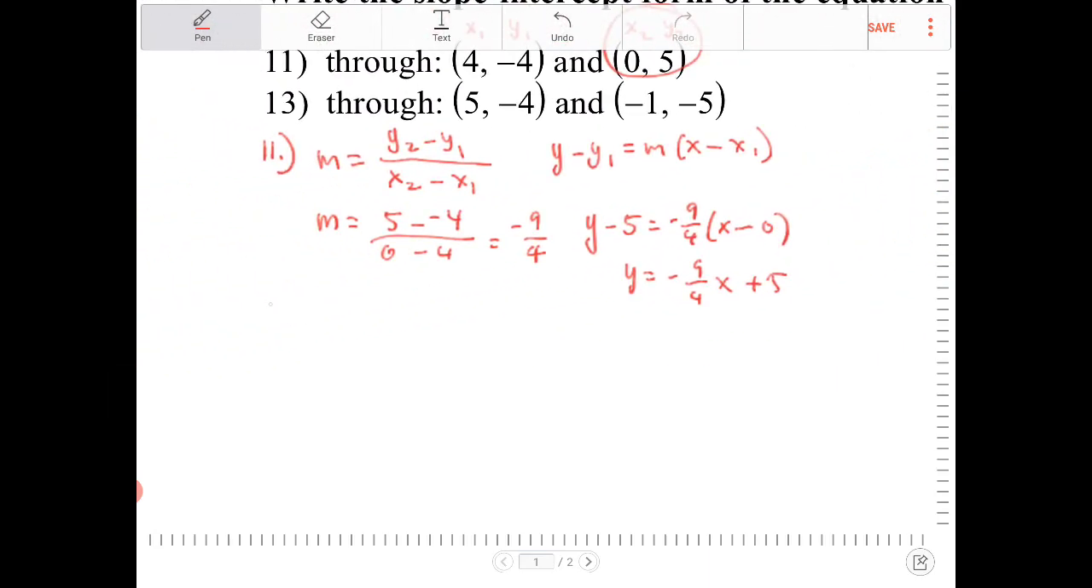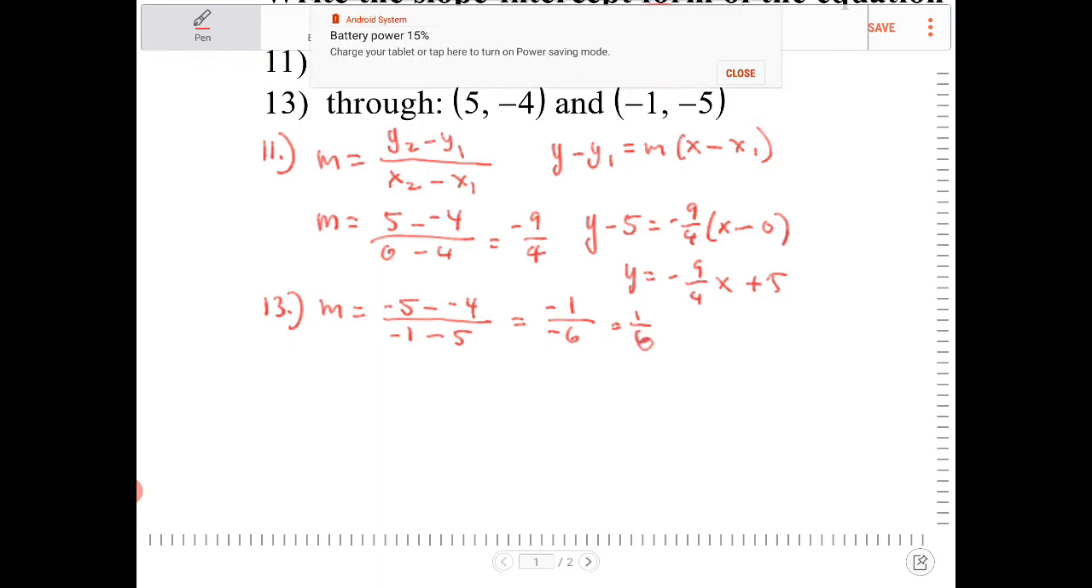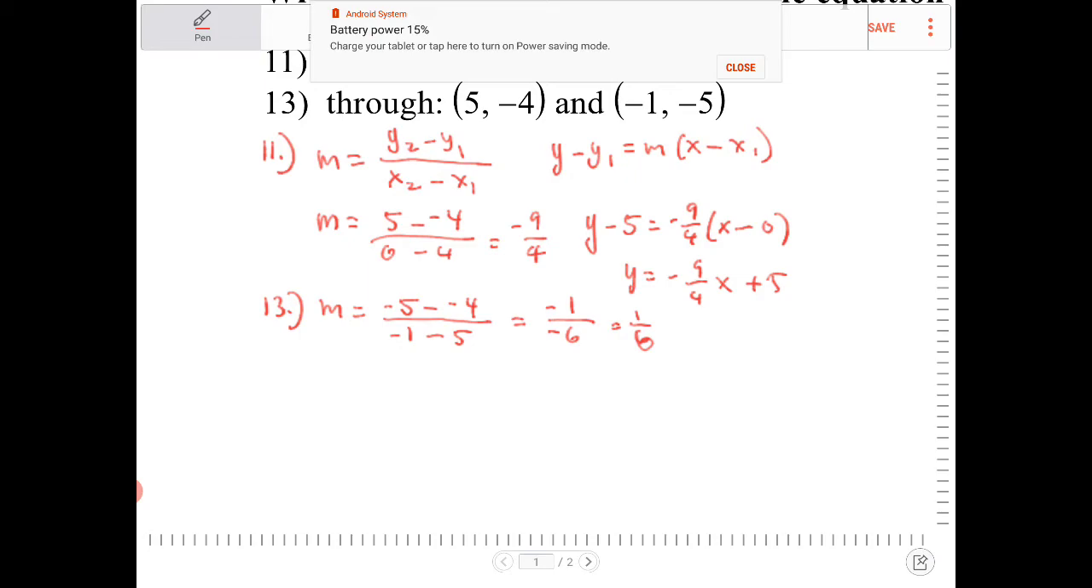Let's take a look at question number 13. The slope in this case is -5 minus -4 all over -1 minus 5. So this is equal to -1 over -6, or positive 1/6. So the slope is equal to positive 1/6.